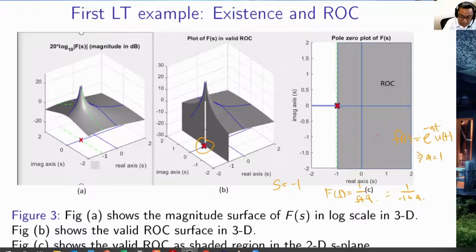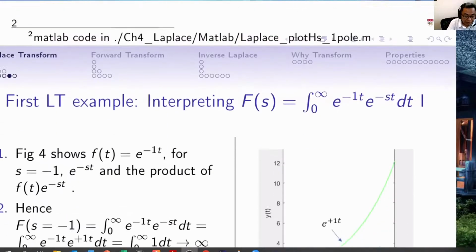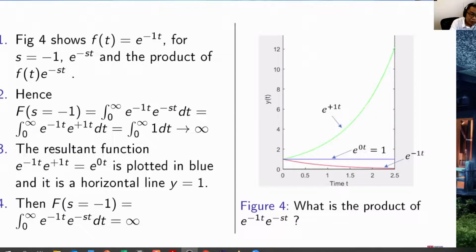So the interesting thing about this point when s equals minus 1 is this. Of course, it's immediately obvious that we have infinity here when s is equal to minus 1, due to a being equal to 1. Now, let us understand from another perspective why F(s) is equal to infinity here. We have the signal of interest f(t) equals e to the minus 1t.